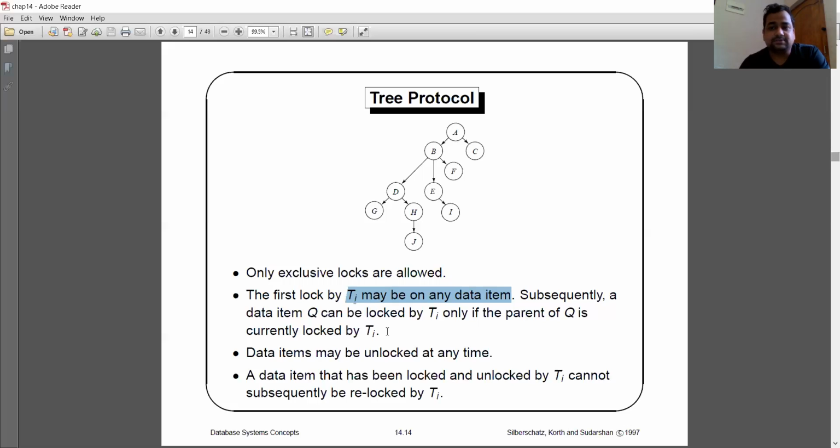if it satisfies a specific condition, and the condition is that the parent of Q should be currently locked by transaction Ti. If the parent is not locked by transaction Ti, Ti cannot put an exclusive lock on data item Q. Second point.